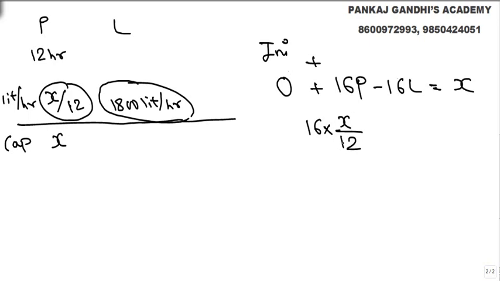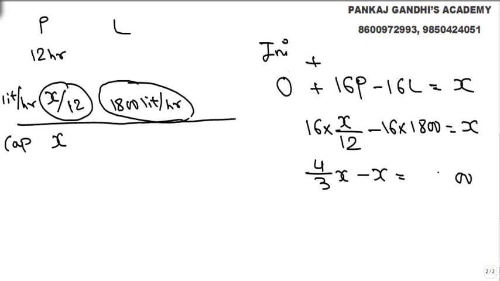For 16 hours the pipe fills, per hour X by 12, times 16. Leakage empties for 16 hours, per hour 1800 times 16. At the end, it's completely filled. This is the easier way to understand, but the previous method was faster to calculate.